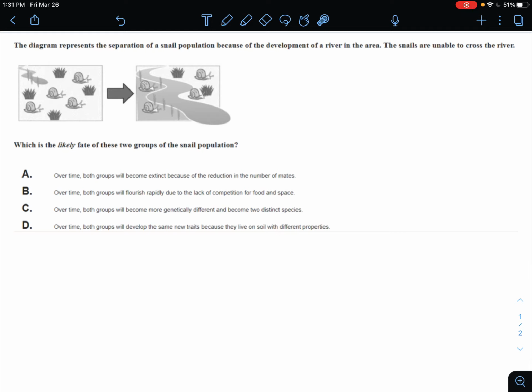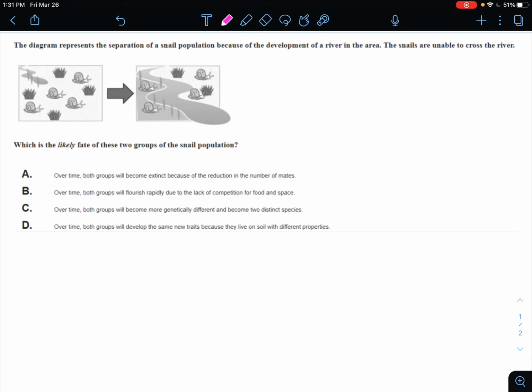It says the diagram, we know we have a diagram. We know our answer is probably in the diagram, so that's good news. The diagram represents the separation of a snail population because of the development of a river in the area. The snails are unable to cross the river.